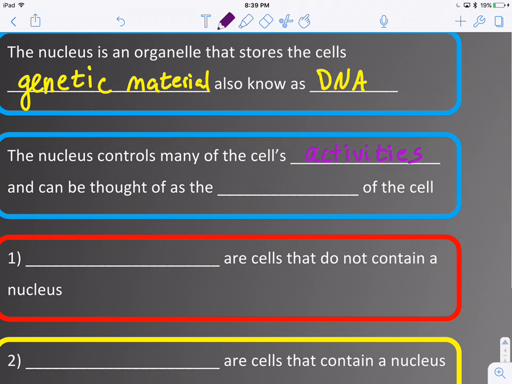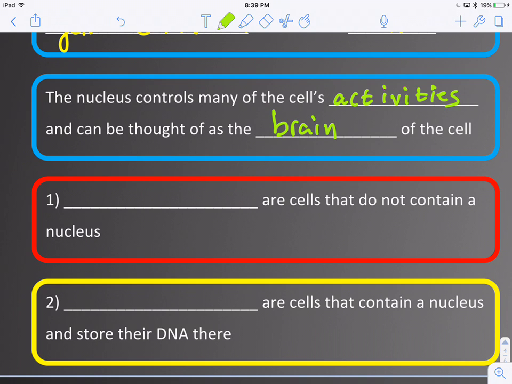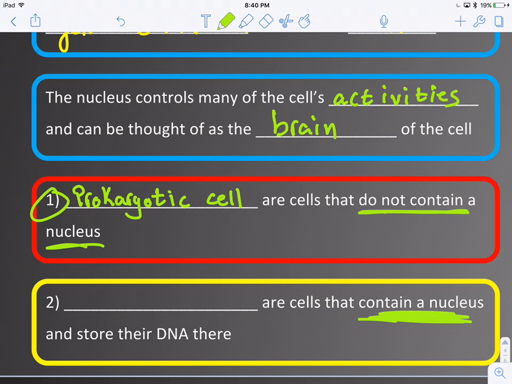I'm going to rewrite that for you in a different color because that didn't come out the best. It's known as the brain of the cell. But our first cell type does not contain a nucleus. In this type of cell, we call a prokaryotic cell. Cells that do contain a nucleus, and they store their DNA there, these are known as eukaryotic cells.